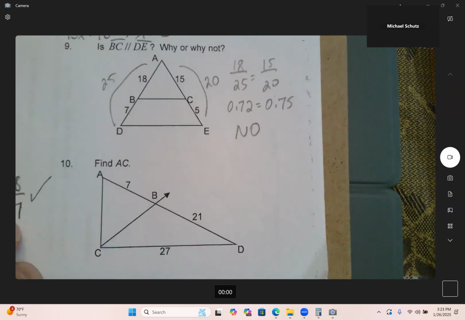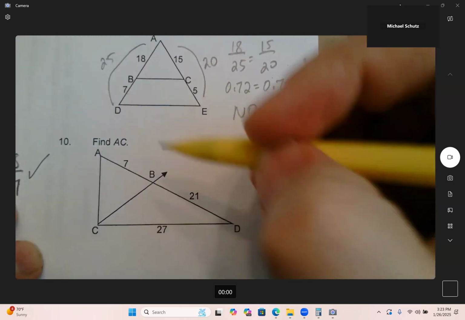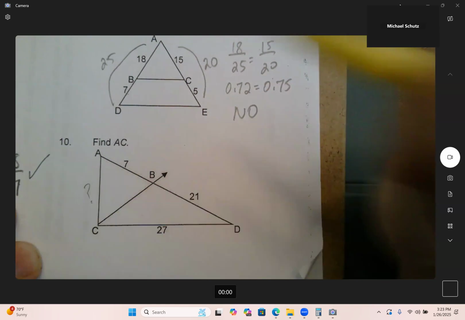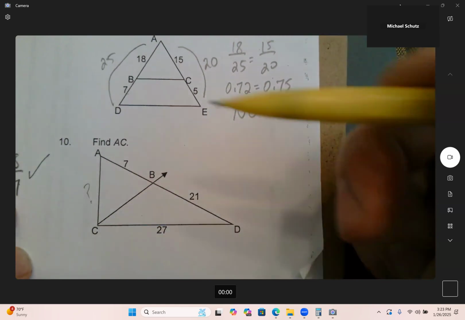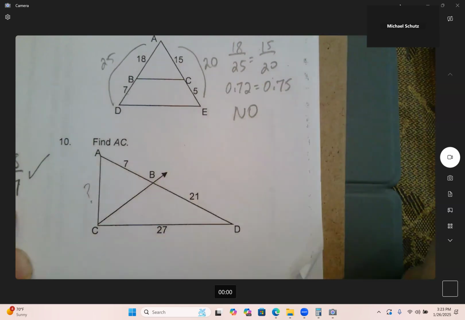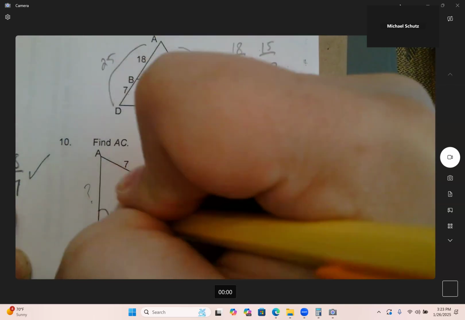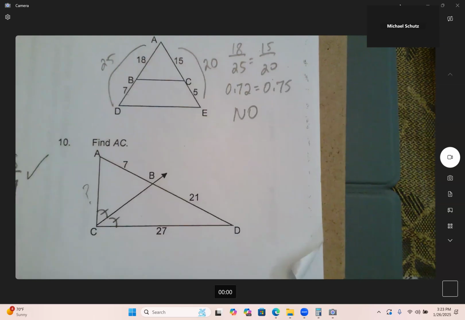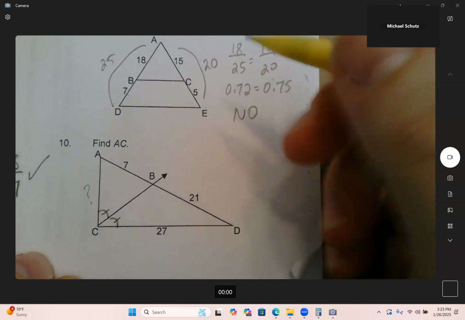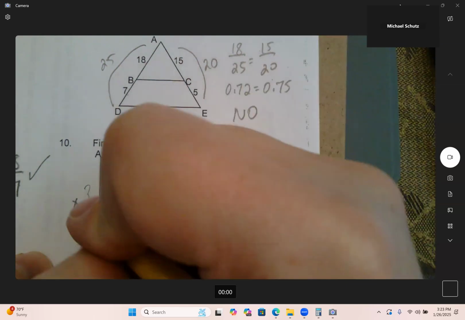And number 10, it says to find the distance from A to C, this one right here. So number 10 is where this is, they didn't say this, and they really should do this. Like, this is an angle bisector. They left that out, and they really need to do that. Okay, so let's take a look at, we're going to call this X, because I don't know.